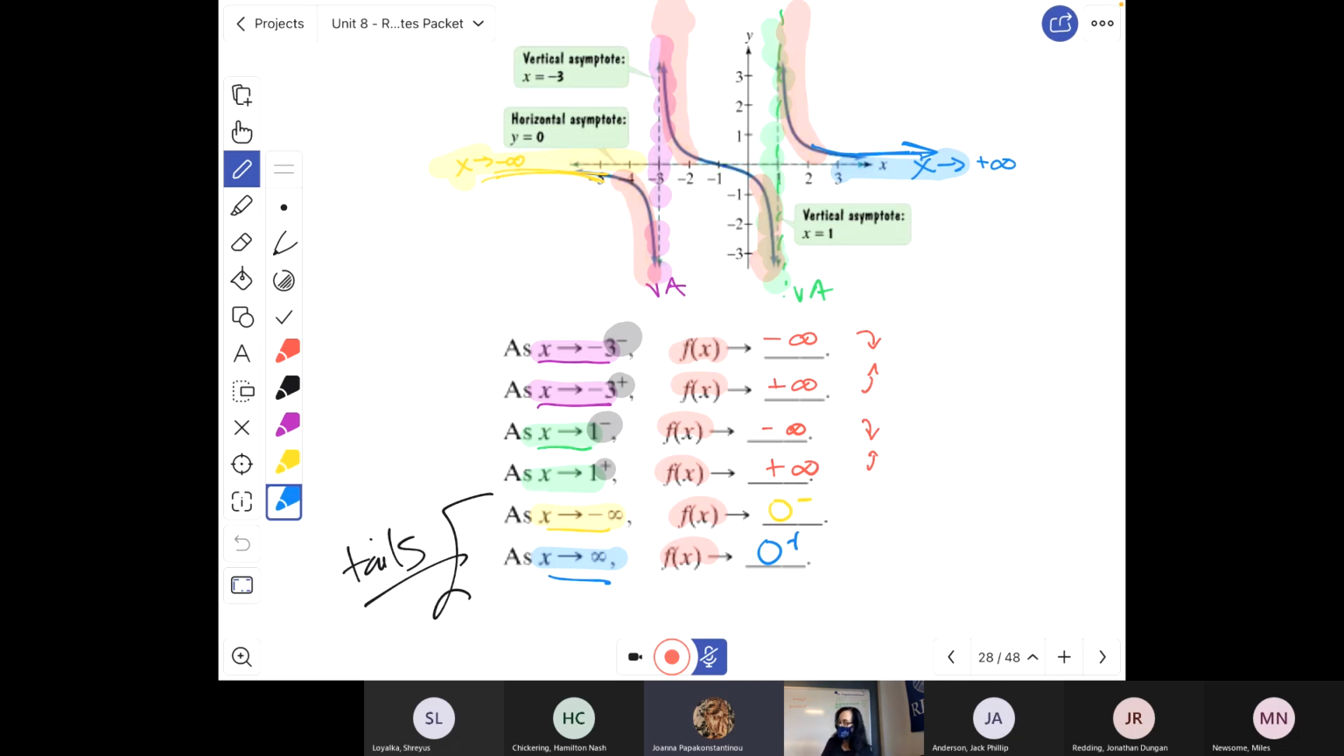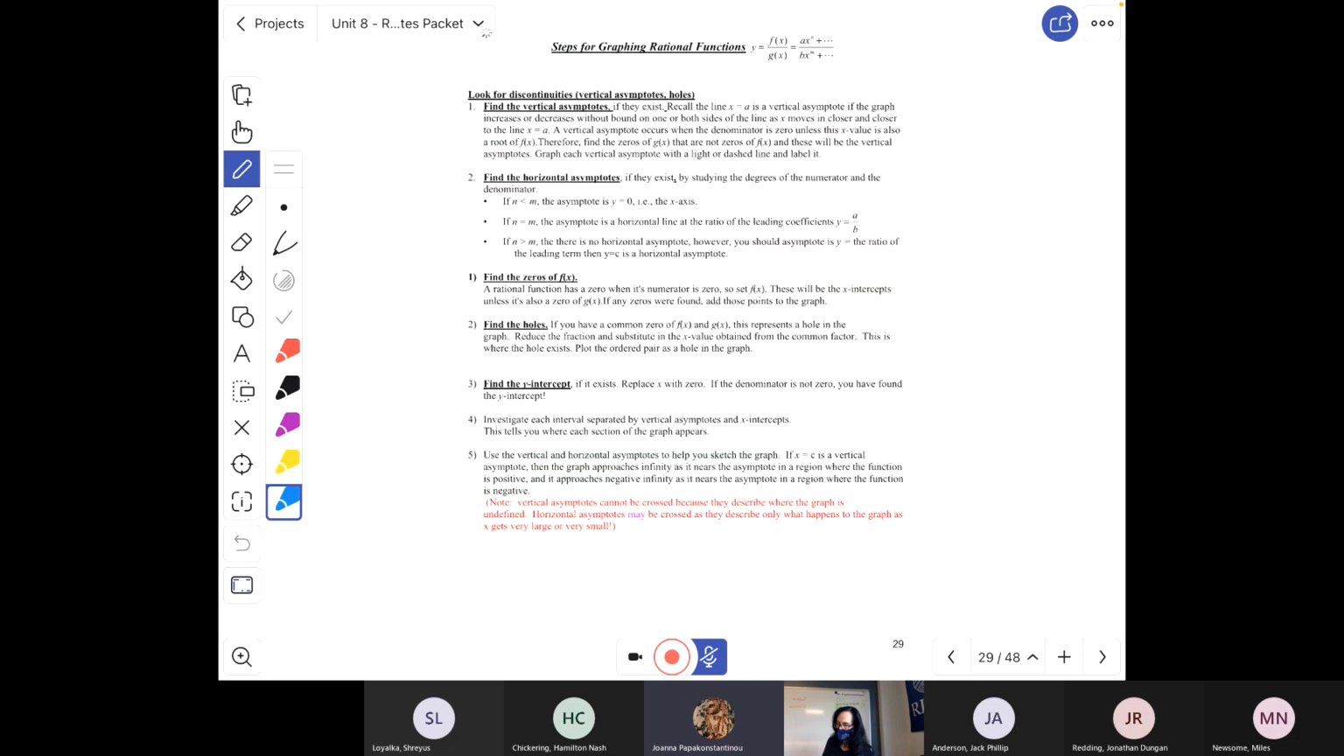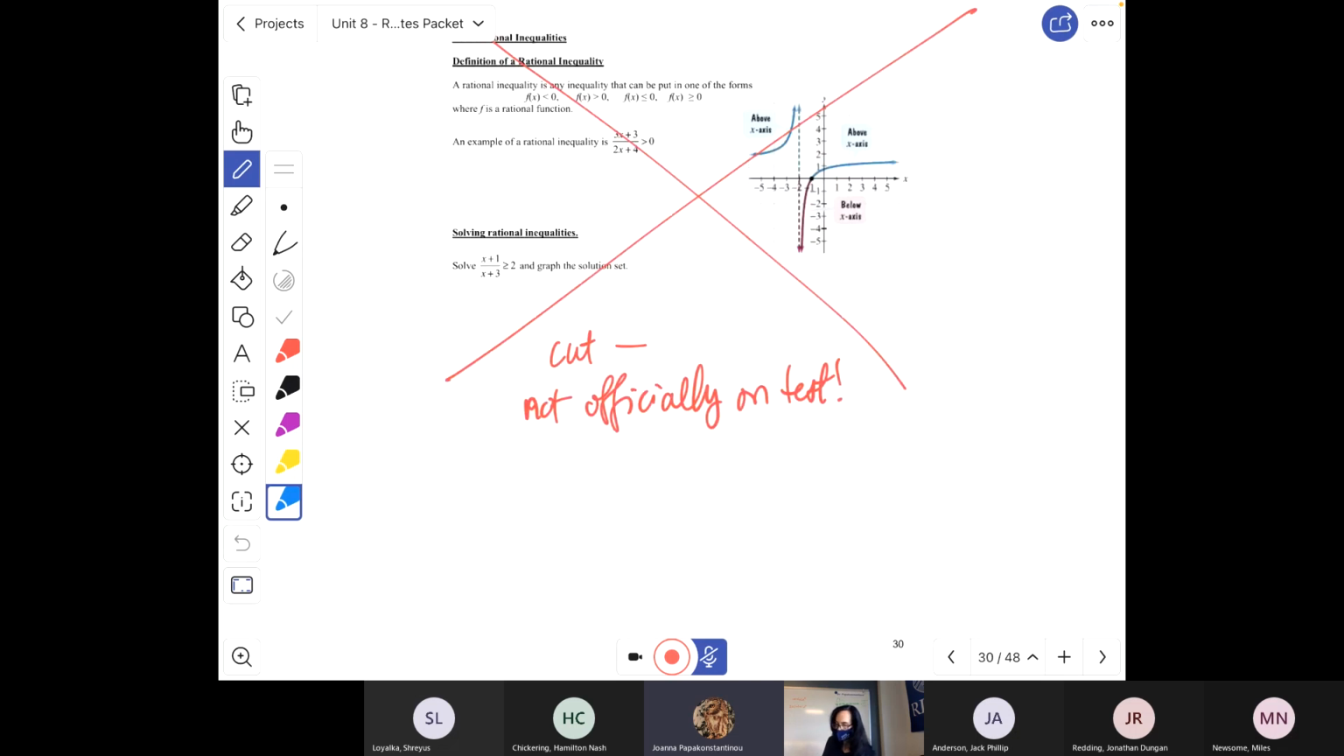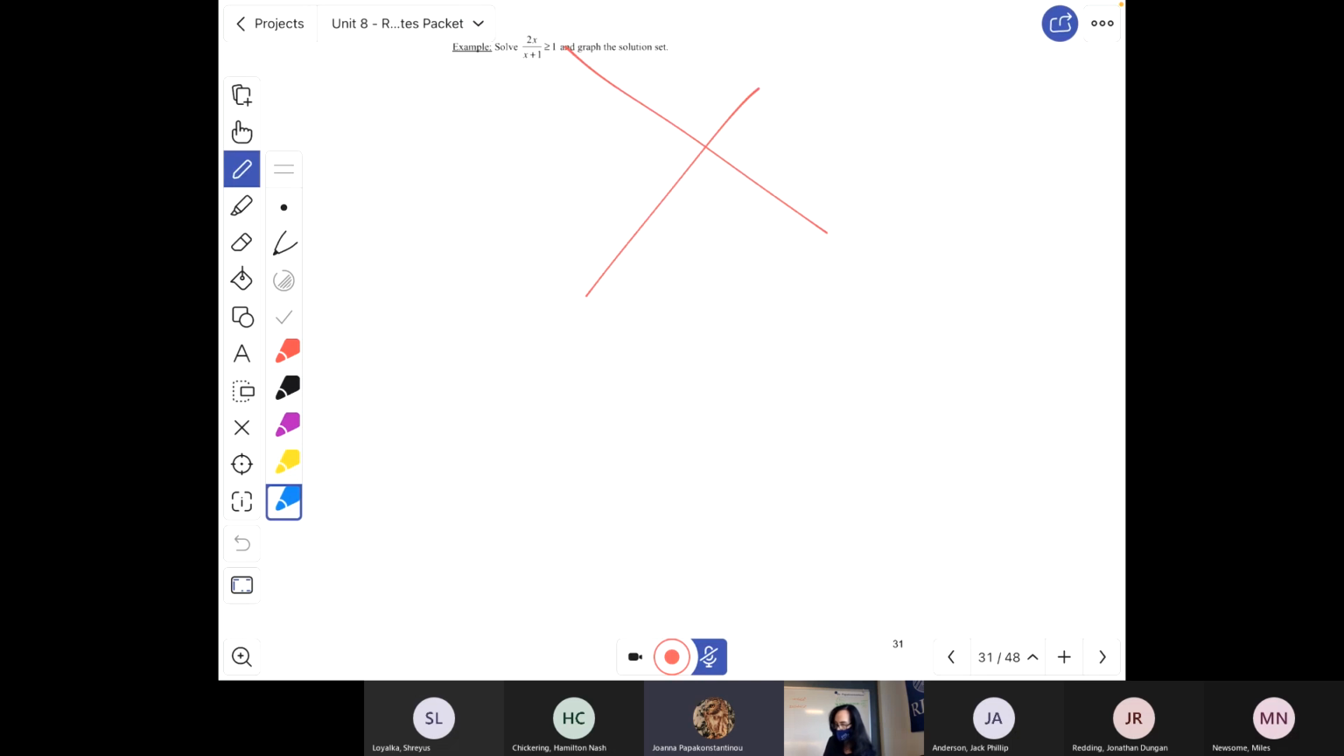Okay, now, this is going to help you if you need a little reminder on how you're graphing rational functions. It's what we just did. So if you want a little step-by-step, there it is. I have cut this, so this is not on your test. Just don't even worry about it. I have cut this example, right?